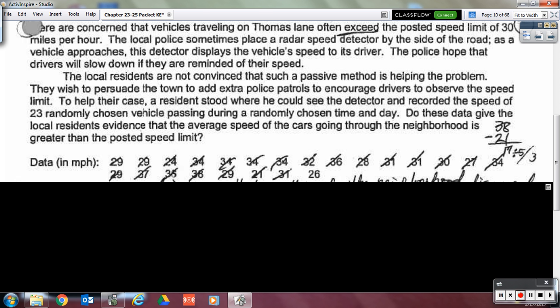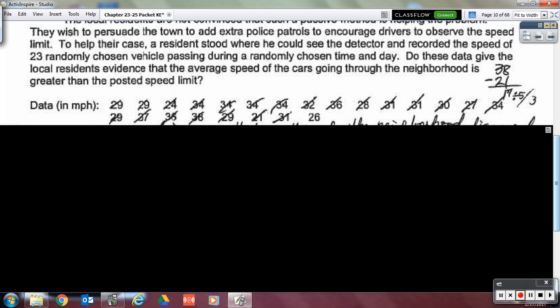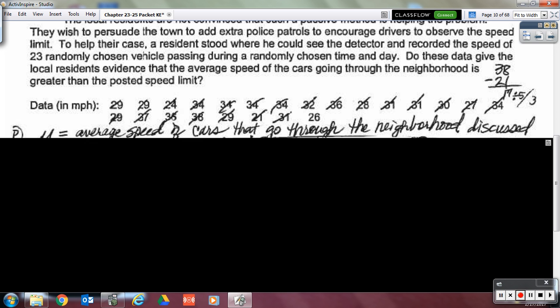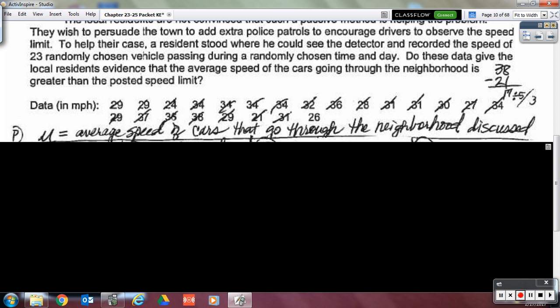Look at what you are given. A list of all of the miles per hour of the car, okay? So first I want us to solve this problem, and then we're going to address the conditions. So what's our parameter going to be for this? Mu equals the average speed of the cars going through that neighborhood. Okay, mu equals the average speed of the cars going through that neighborhood.